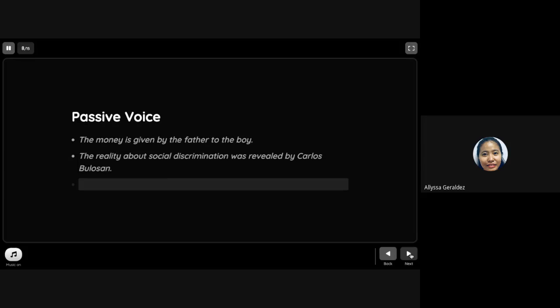The reality about social discrimination was revealed by Carlos Bulosan. Reality about social discrimination was revealed, and then the receiver of the action is the subject. The poor family was accused by the rich man. Poor family was accused, and then the receiver of that action is the subject.